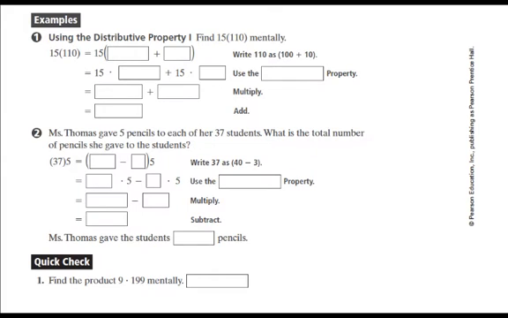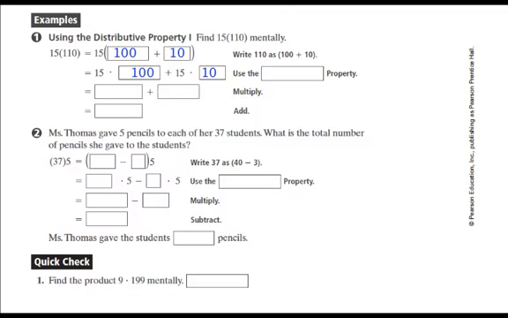Let's take a look at example number 1, using the distributive property. Find 15 times 110 mentally. You can use the distributive property to figure this out. We know that 100 plus 10 is 110. So you can take 15 times 100 plus 10. So we'll first take 15 times 100 and then add to that 15 times 10.